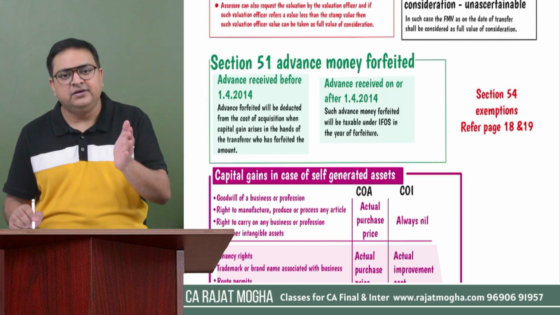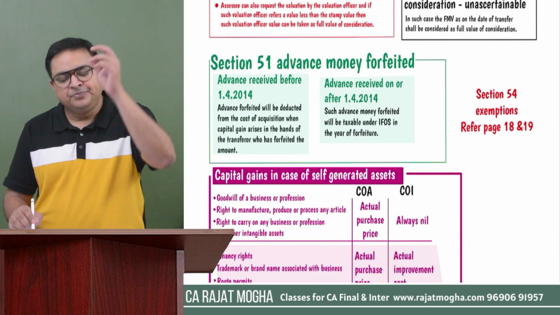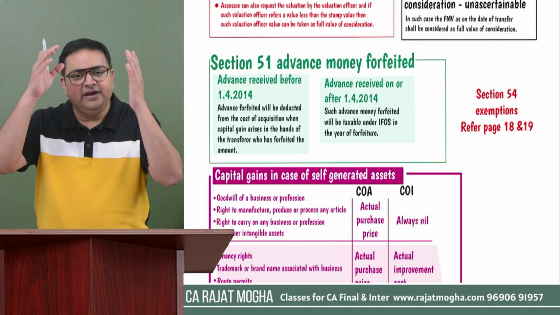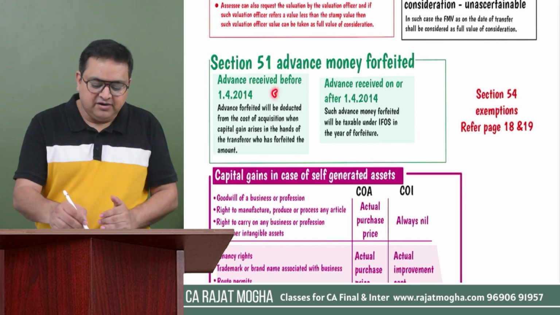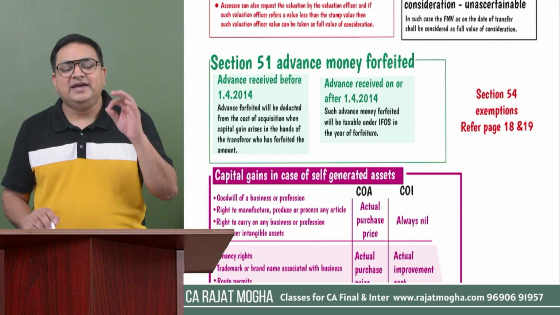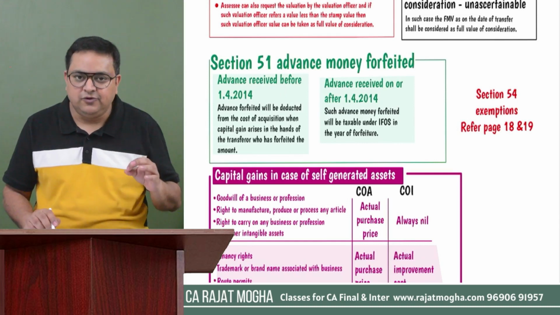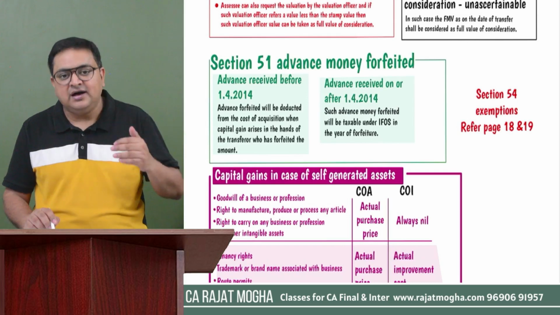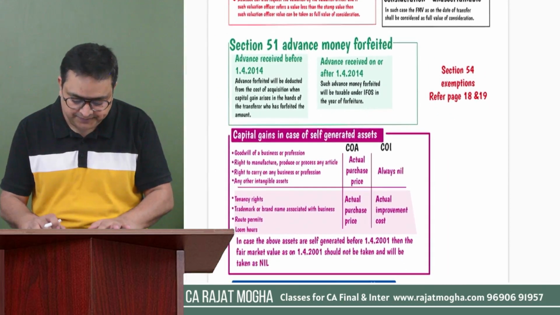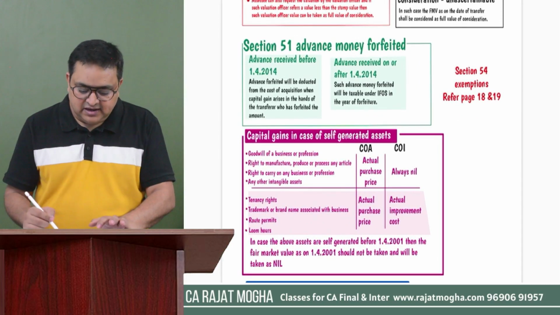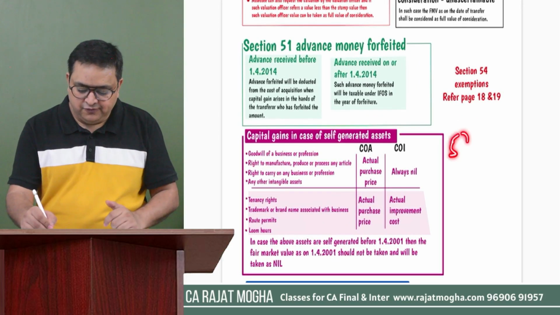If it is on or after 1/4/2014, it will be taxable. There would be no problem. It will be taxable in the same year in which it is forfeited as IFOS income. But if it is before, then you don't have to tax it in the year in which it was forfeited. You have to wait till the assessee sells this asset to some other person. Okay, 51 is done. There is no section 52, 53.